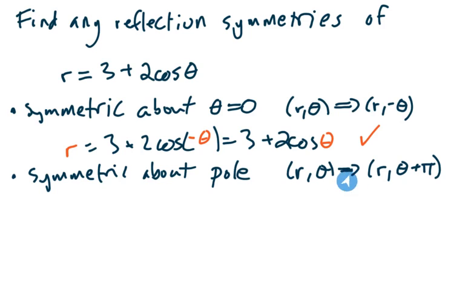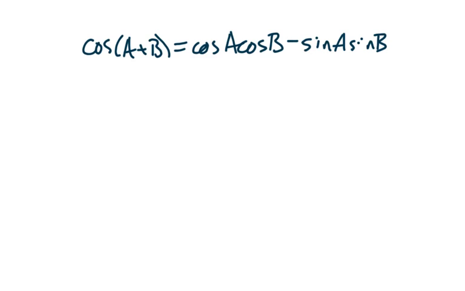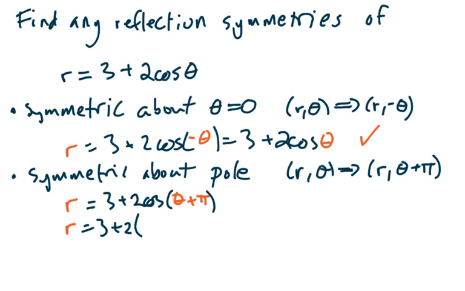We're going to plug in r for r and theta plus pi for theta. Now the cosine even identity isn't going to do you any good here. What we need is the cosine sum angle identity, which says this. Notice that this says minus even though this says plus. So we've got r equals 3 plus 2 times, and this is now parentheses, because this one term is going to go into two terms using this identity. So cosine of the first angle times cosine of the second angle minus sine of the first times sine of the second angle. That is the cosine sum angle identity.